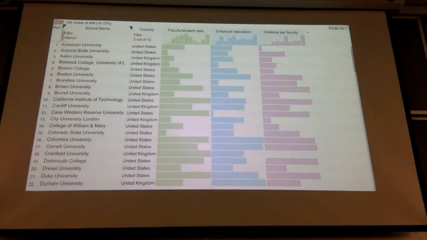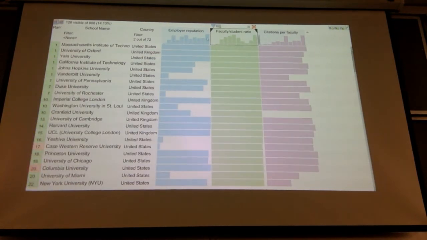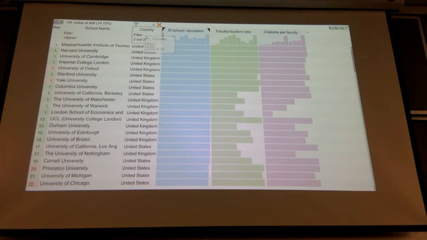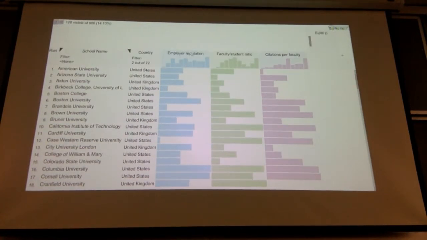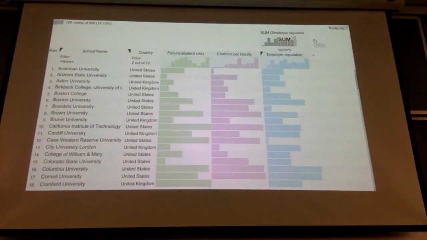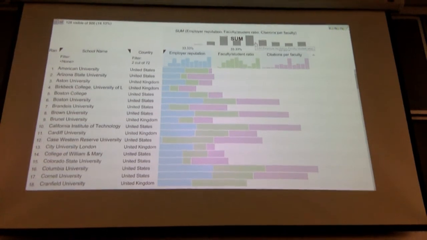So this is a video of the system. You see those different columns: we have faculty-student ratio, employer reputation, citations per faculty. I can resort these columns. I can sort the items by clicking on any of those columns. Now it's alphabetical. And then I create these combiner functions, and there I can basically create something like an Excel formula by drag and drop. Here I have this weighted sum. I can now sort by that.